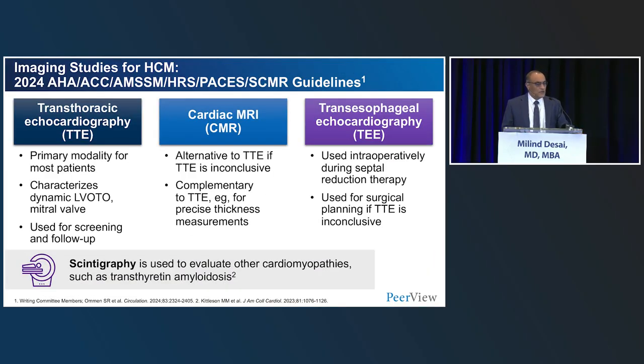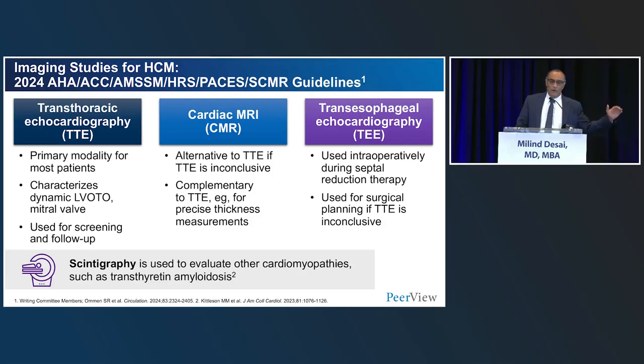How do you diagnose? Based on the recent guidelines, beyond the ECG and history taking, transthoracic echocardiography is the primary modality for diagnosis. It helps you characterize not only wall thickness and mass, but outflow tract obstruction, and it is used for screening and follow-up. CMR is complementary to echocardiography and used especially if TTE is inconclusive. Additionally, it helps identify myocardial fibrosis and diffuse fibrosis, etc. TEE is generally used as a secondary adjunct during procedural scenarios.